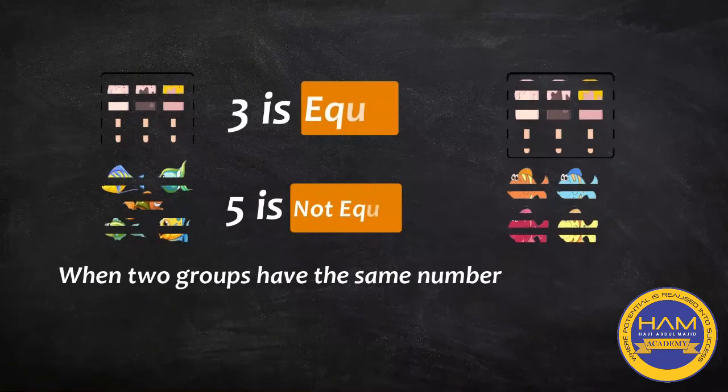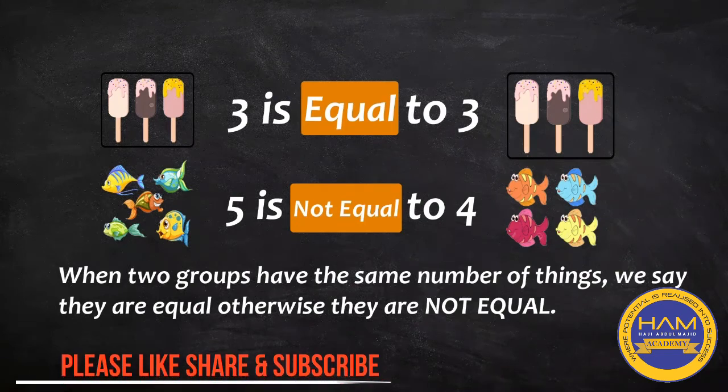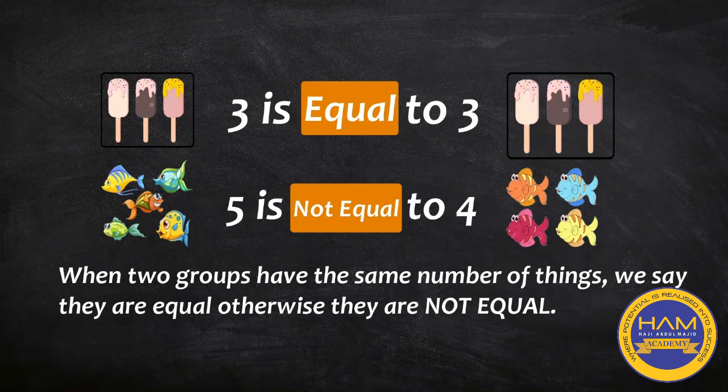Moving on to another topic, equal. Look at these two examples. 3 is equal to 3. If we keep 3 chocolates on this side and this side also 3 chocolates, they both will be equal. 5 is not equal to 4. When two groups have the same number of things, we say they are equal. Otherwise, they are not equal.